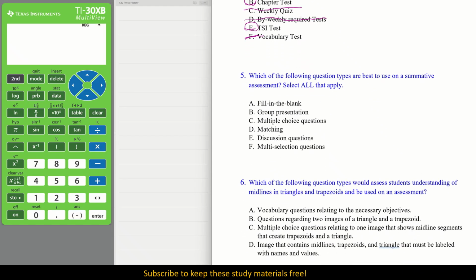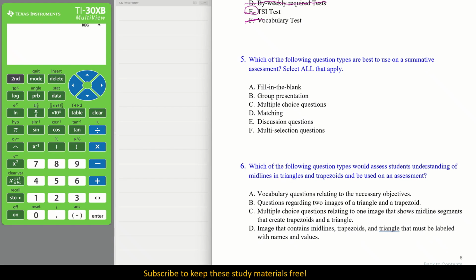Let's look at number 5 now. Which of the following question types are best to use on a summative assessment? Select all that apply. Let's see here. A, fill in the blank. Oh, yes. And STAR does that. They use that now. Remember, because of the digital world, we may not have STAR anymore. They always change the test up if you guys haven't figured this out over the years. But either way, fill in the blank is a good one.